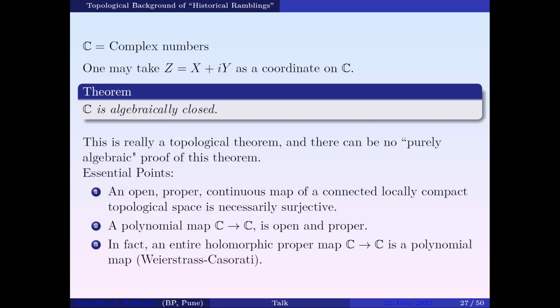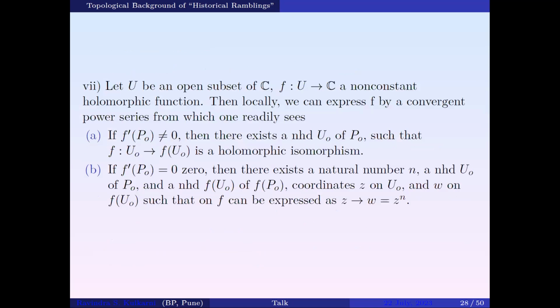And now a more general notion is the holomorphic function. And the topological properties of holomorphic functions are, first of all, derivatives exist. And if the derivative is not 0, then on a certain neighborhood of that point, if you restrict the map to that neighborhood, it is a homeomorphism.